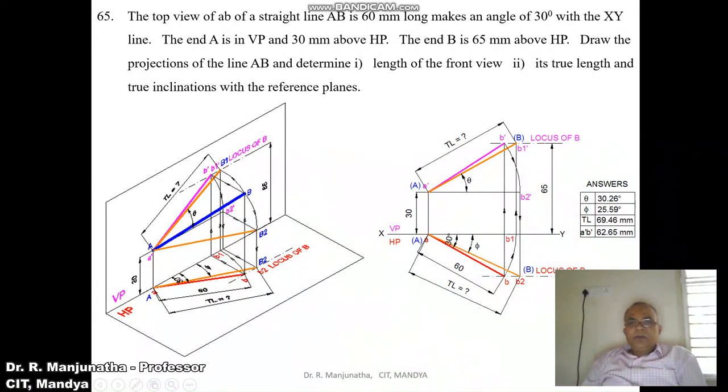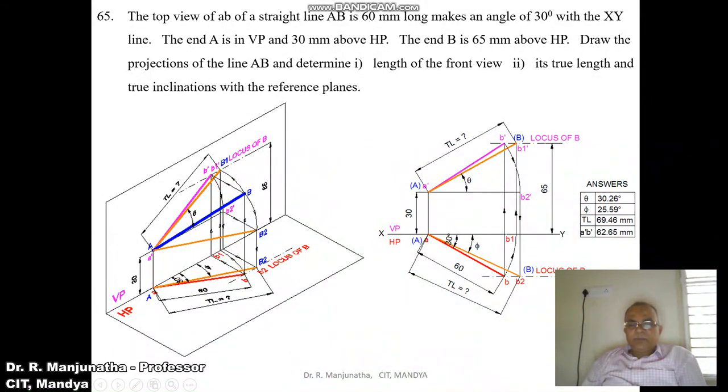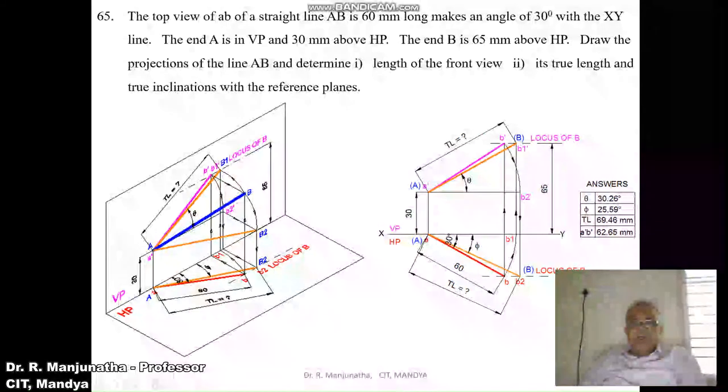To find the true length in the vertical plane, imagine the line AB is parallel to VP. With A as center, taking the radius of AB, you rotate it and make it parallel to VP. That means A is in VP, and B1 is also on the vertical plane. Now the top view line is parallel to the XY line. When you project that to the locus of B in the front view, you get this B1 dash, then join A dash B1 dash.